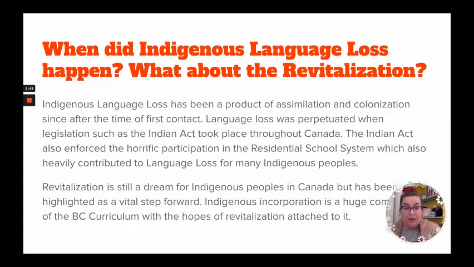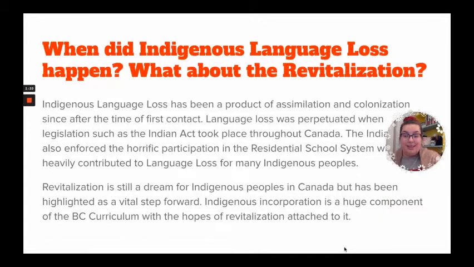Indigenous language loss has been a product of assimilation and colonization since after the time of first contact. Language loss was perpetuated when legislation such as the Indian Act took place throughout Canada. The Indian Act also enforced the horrific participation in the residential school system, which also heavily contributed to language loss for many Indigenous peoples. Revitalization is still a dream for Indigenous peoples in Canada, but has been highlighted as a vital step forward. Indigenous incorporation is a huge component of the BC curriculum, with the hopes of revitalization attached to it.